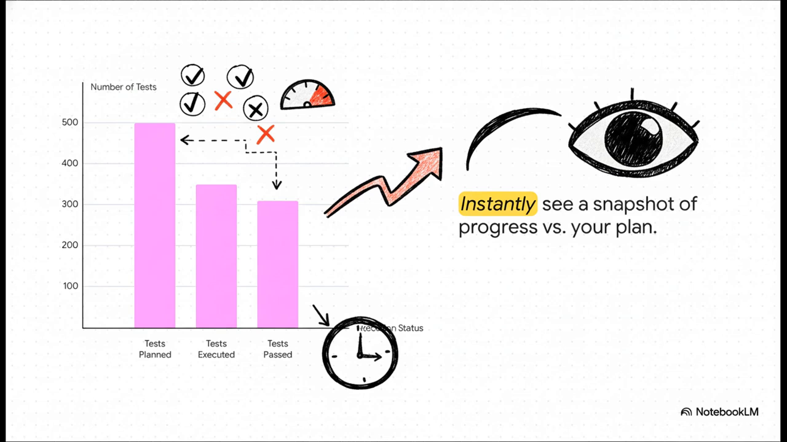And boom, here's what that looks like in the real world. A simple key performance indicator, a KPI. Just at a glance, you can see you planned 500 tests, you've executed 350, and out of those, 310 passed. Right away, you have a snapshot. Are you on track? Is that failure rate a little high? This is the kind of instant feedback that good monitoring gives you.